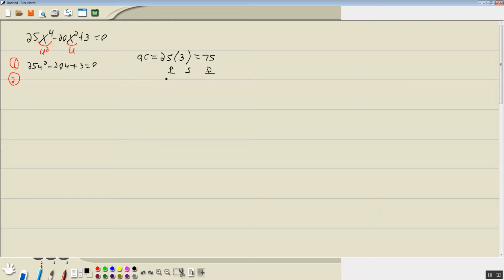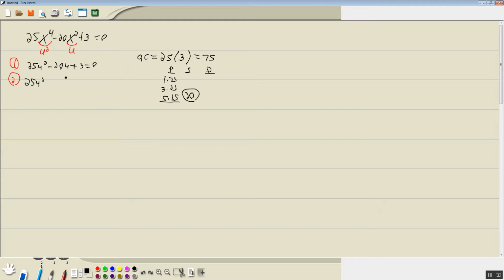This is a key number. You take the number in the beginning times the number at the end, ignoring signs. Of course, maybe this doesn't factor. So we get 75: 1 times 75, 3 times 25, 5 times 15. There it is. Add them, and I get my 20. So I use 5 and 15.